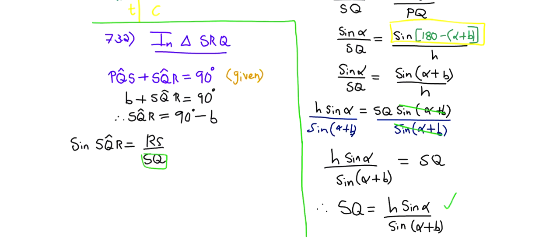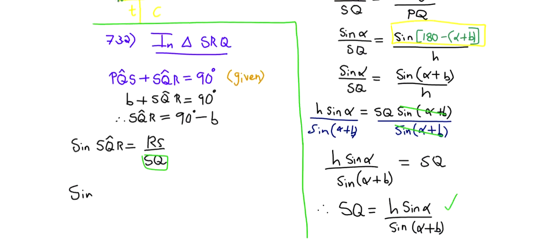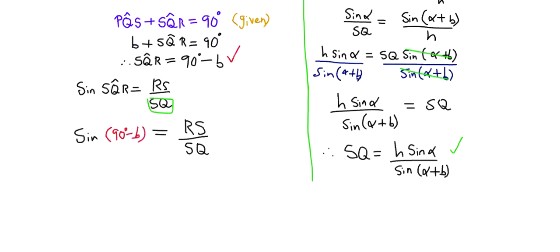I'm going to say sine, and with regards to SQR, we did find it somewhere. Yeah, there you go. This is the angle that I'm looking for. So in place of SQR, we're going to substitute 90 degrees minus beta. Then it's equal to RS, which is the one they want us to prove, over SQ. I'm going to reserve SQ for now and substitute it later, because math doesn't allow us to have many division signs.